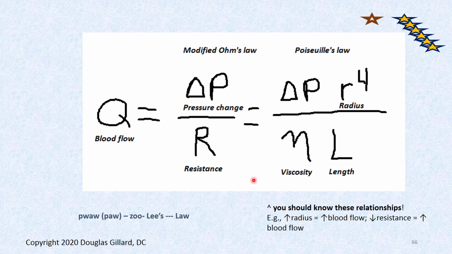This is Poiseuille's law, but just to show you the relationship between blood flow and blood pressure. So it's inverse to length, inverse to viscosity. It's directly related to the radius. Increase the radius, by a factor of 4, increases the blood flow. You know this. I'm not going to get into that, though.